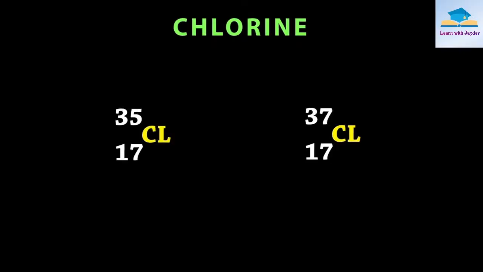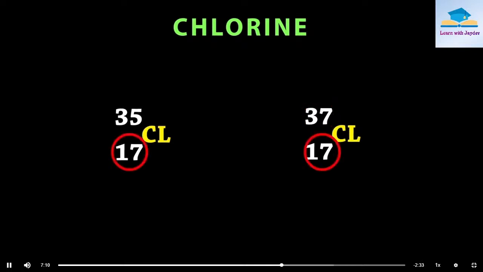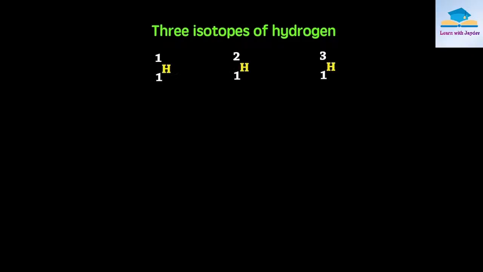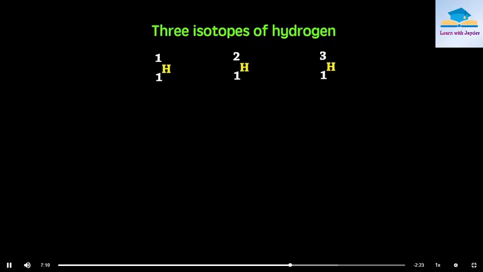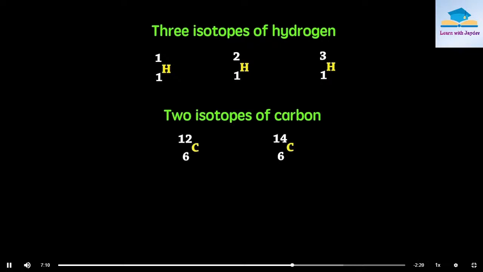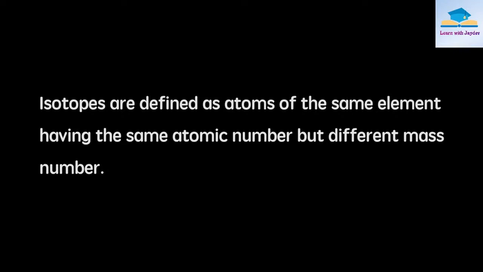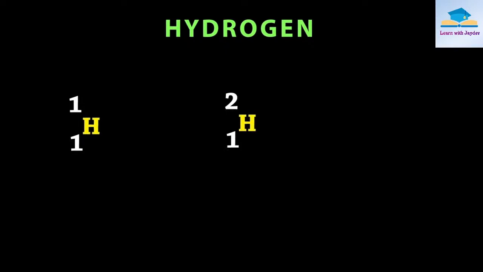Similarly, for chlorine, we have. So, on the basis of these examples, we can say that there are 3 isotopes of hydrogen, 2 isotopes of carbon, and 2 for chlorine. That is, isotopes are defined as atoms of the same element having the same atomic number but different mass number. The chemical properties of isotopes are similar, but the physical properties are different.